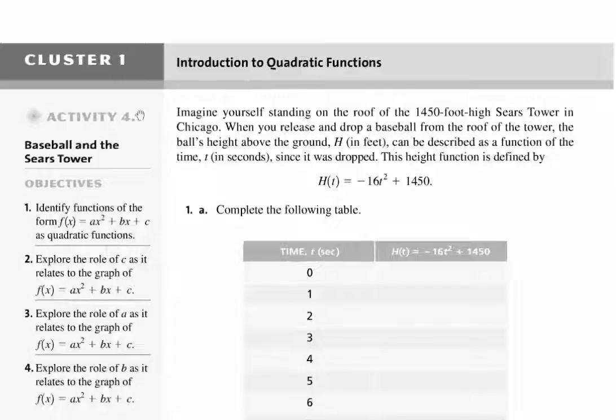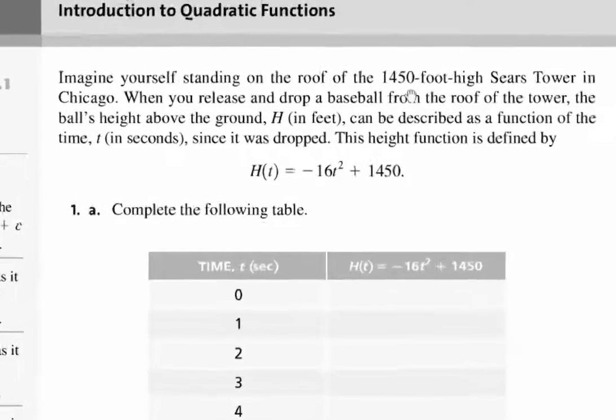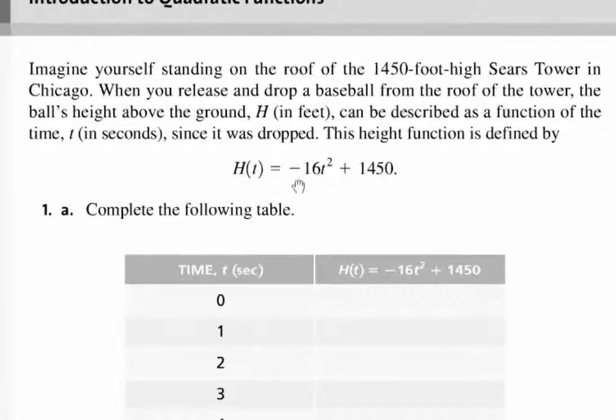You're on top of the Sears Tower, which is 1,450 feet in the air. From the top of the building, you drop a baseball. The function here, h of t equals negative 16t squared plus 1,450, will give you the height of the ball at any given time. So if I said, what is the height of the ball at time 0, I would take 0 for time and substitute that into my equation, where t represents time. And I would be left with 1,450 feet.